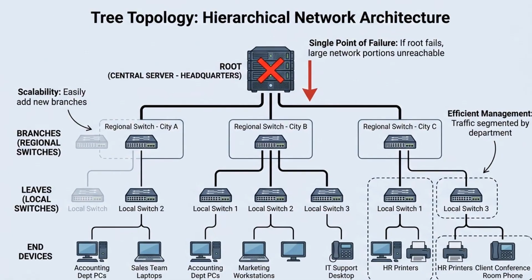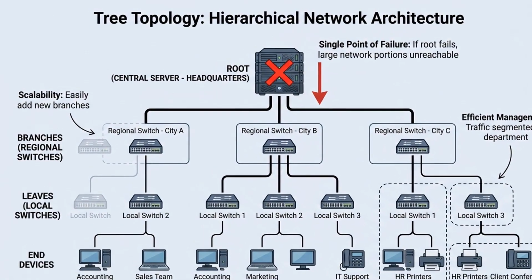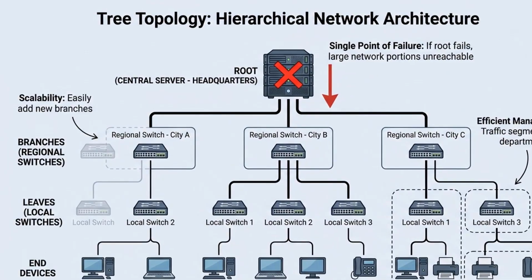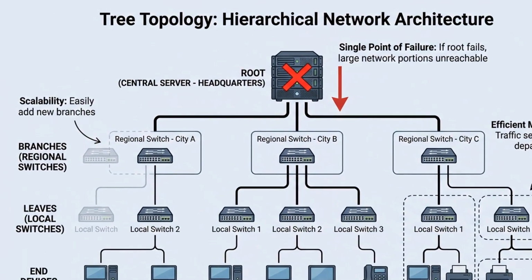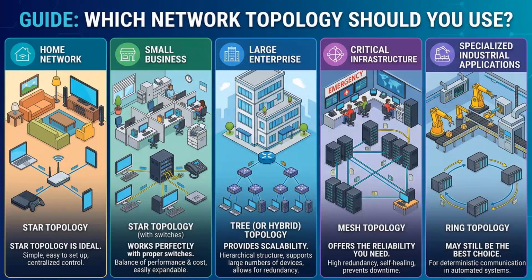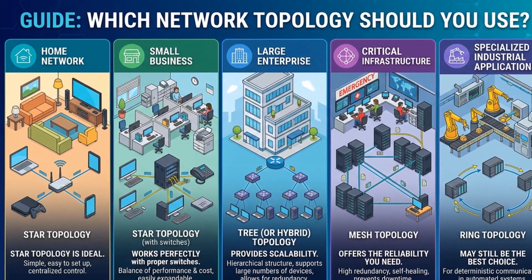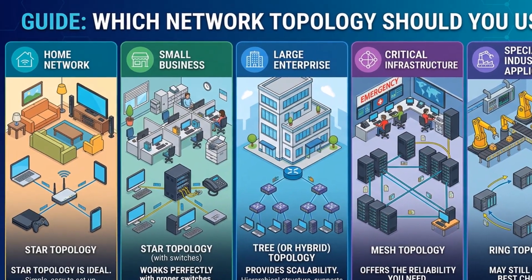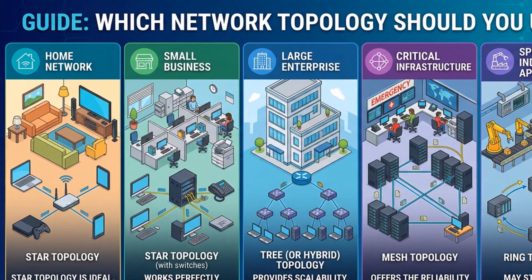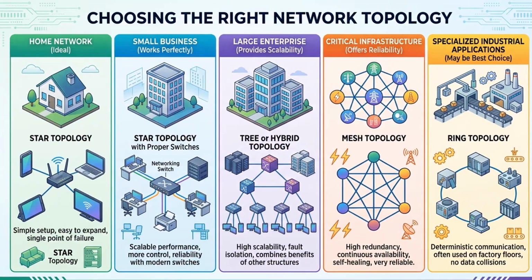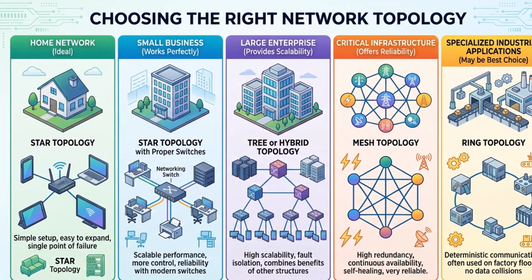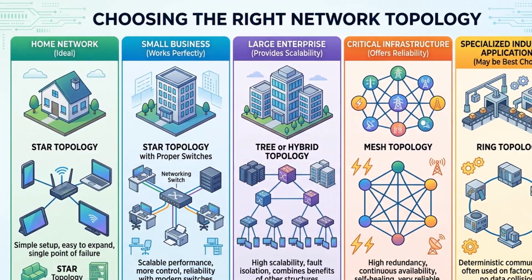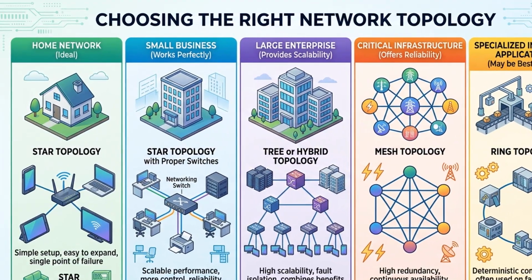So which topology should you use? For a home network, star topology is ideal. For a small business, star topology with proper switches works perfectly. For large enterprises, a tree or hybrid topology provides scalability. For critical infrastructure, mesh topology offers the reliability you need. And for specialized industrial applications, ring topology may still be the best choice.